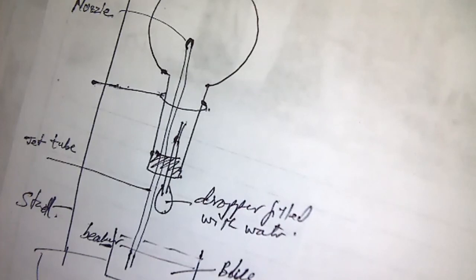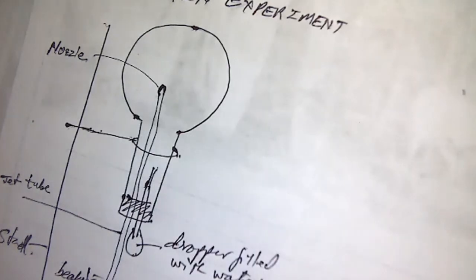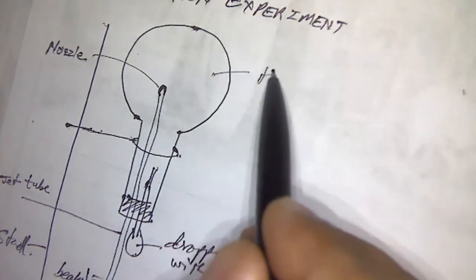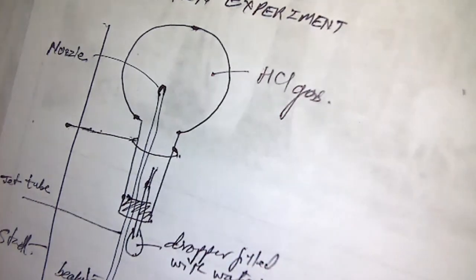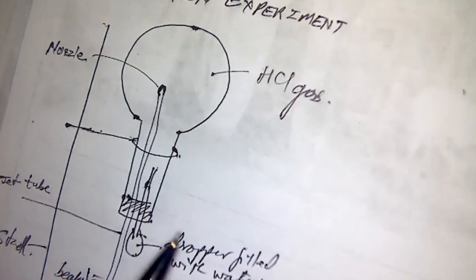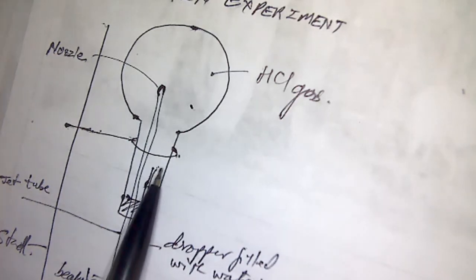And then what we do now, look here, this container is filled with HCl gas. Hydrogen chloride gas is filled here. Now, hydrogen chloride gas is here, the water is here in the dropper. They are not in contact because inside the dropper you have water and outside here you have HCl. So what happens? We'll just press this dropper. As we press this dropper, what will happen?